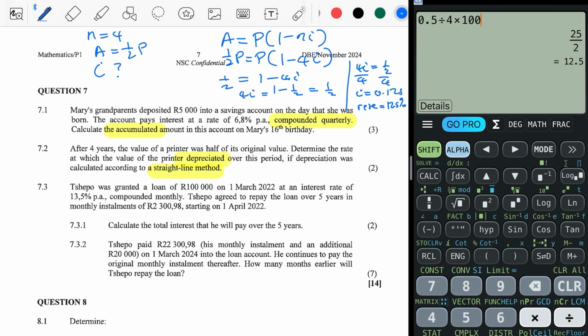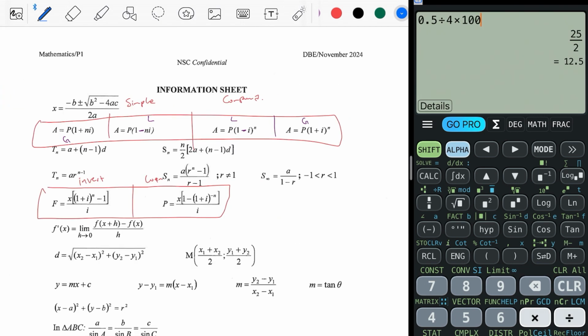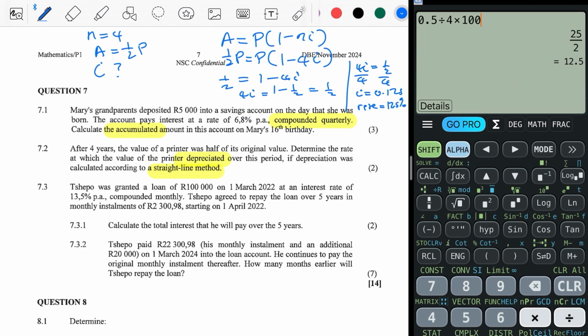Because we're going to go to 7.3, and 7.3 gets a little bit complicated, but because I am going to show you how to use these formulas, it's going to be very easy for you. I want you to pause this video and try 7.3 by yourself, and then we'll do it together. If you've tried it, just type tried.